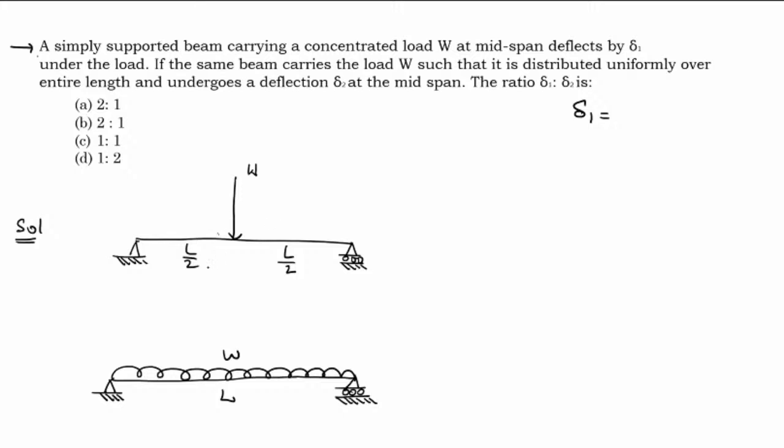We can solve that by the strain energy method also, or you can remember these results. For this, delta will be WL cube by 48 EI. And next, delta here will be 5 WL power 4 by 384 EI. You can remember these two as results and then directly calculate.